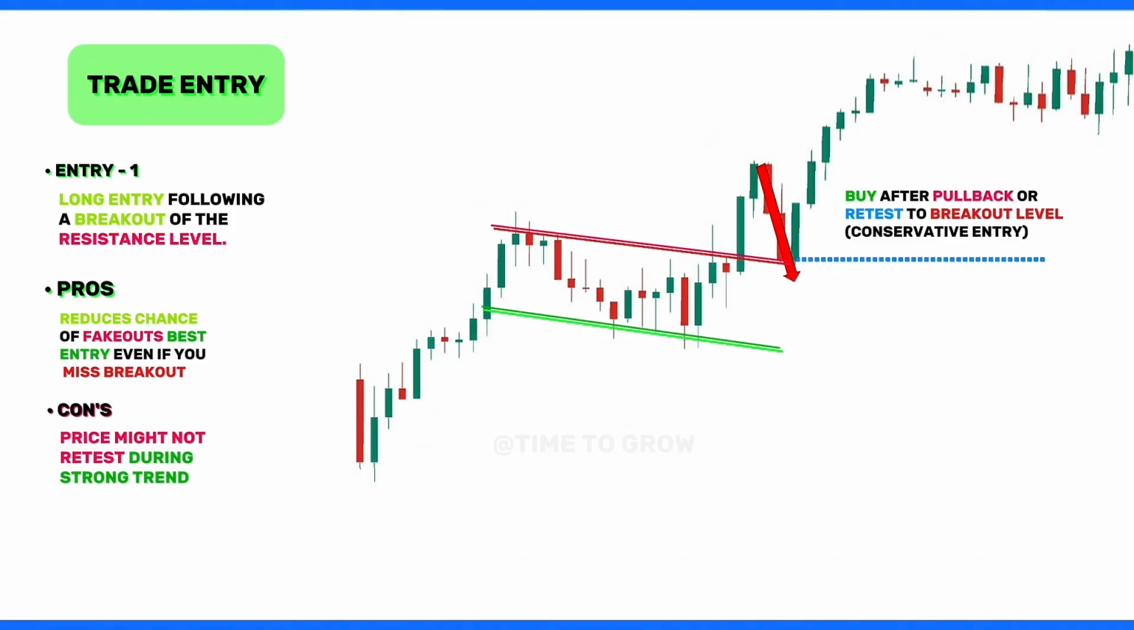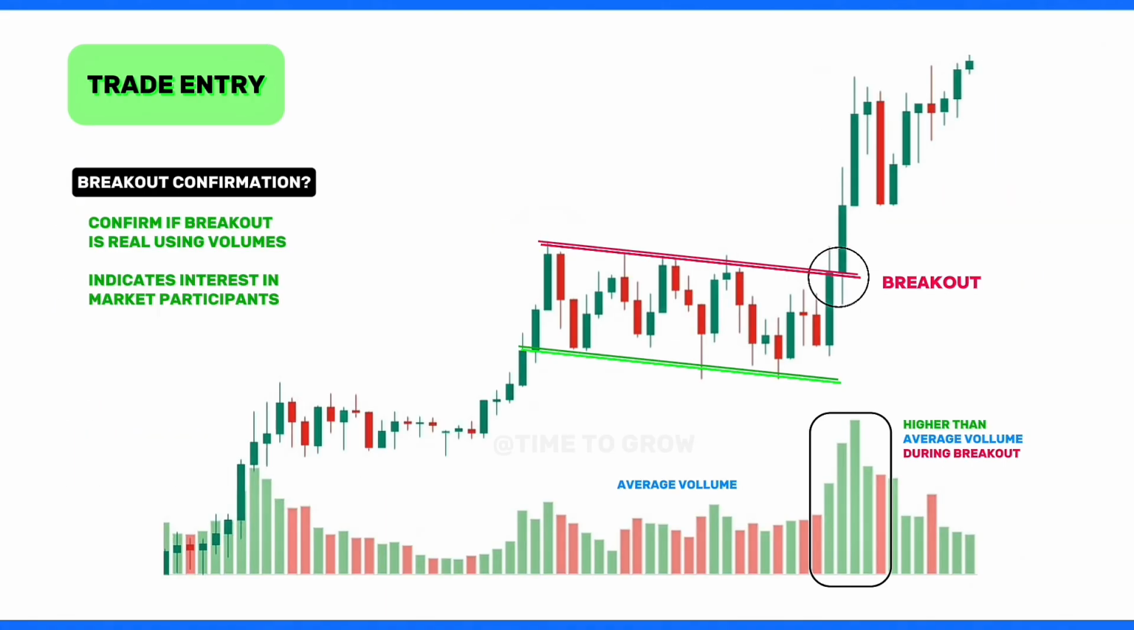That's why the best approach is to choose the method that fits your style, test it across a large number of trades, and gain confidence through practice. You can also confirm breakout validity by using volume or any reliable indicator. A higher than average volume usually validates a breakout because it reflects strong market participation, while a low volume breakout has a much higher chance of failure.